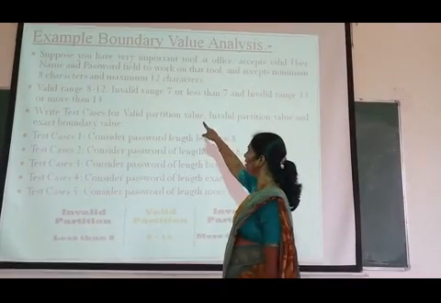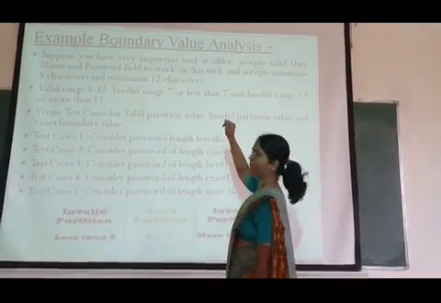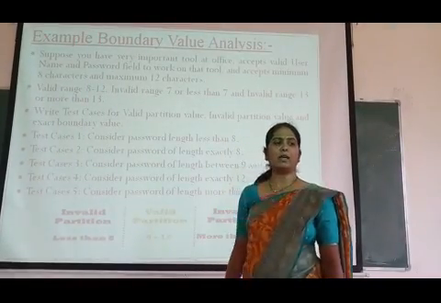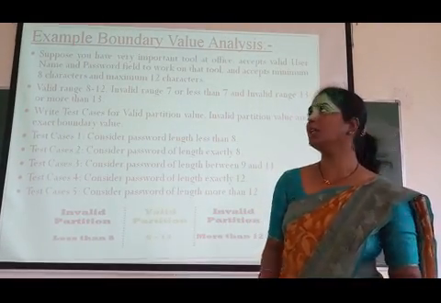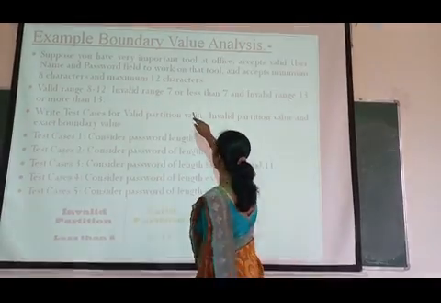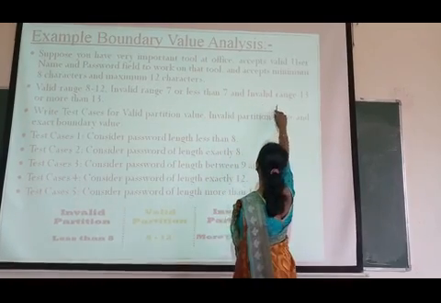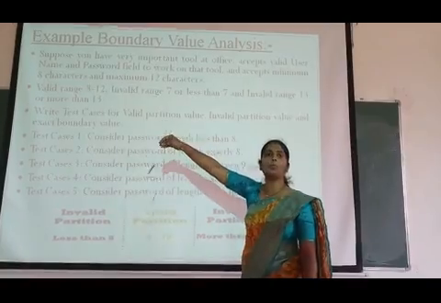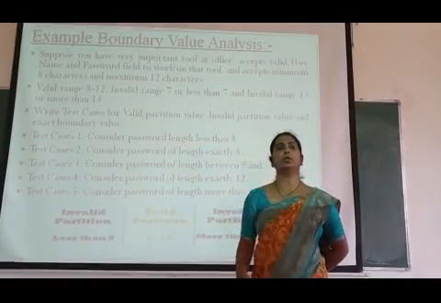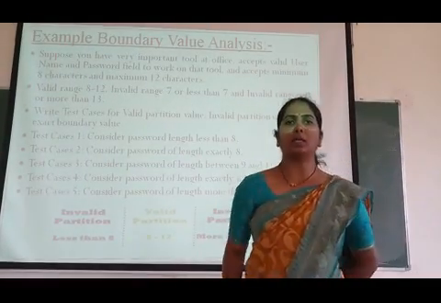Now what is the invalid range over here? The invalid range is 7 or less than 7. Invalid range means it is not acceptable by the system. So the invalid range is 7 or less than 7. And what is the other invalid range? That is 13 or more than 13. We need to consider 13 or more than 13.